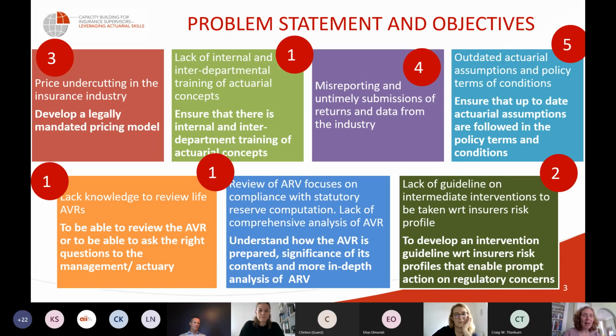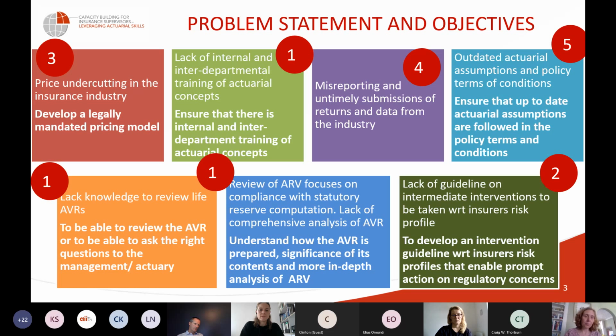So these are quite small, but we have 7 examples of problem statements, and most of them have objectives. I've labeled them 1 to 5. Most of these, the problem statements 1, there are 3 problem statements 1. They're all looking at areas of a lack of understanding of actuarial skills and a lack of being able to interpret actuarial reports or valuation reports. So ARVs are our actuarial valuation reports. So our first statement, if we look at the light green one, the problem statement is that there's a lack of internal and interdepartmental training on actuarial concepts, and the objective is to ensure that there is training.